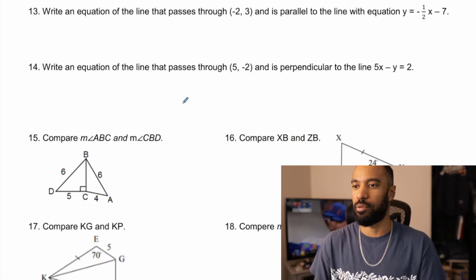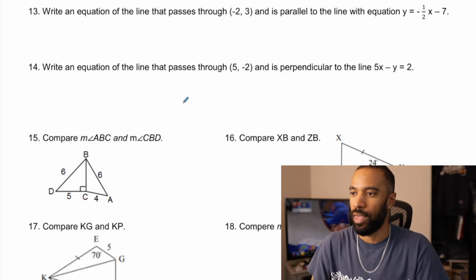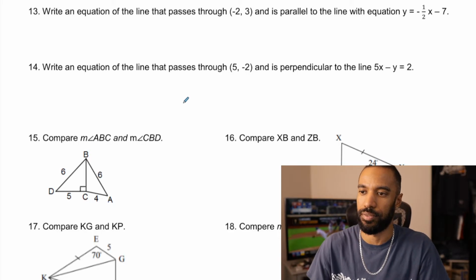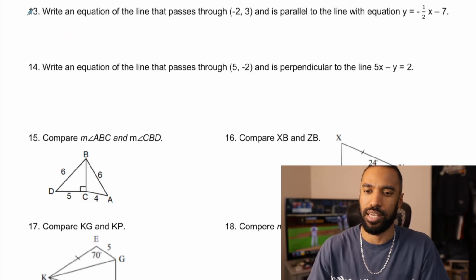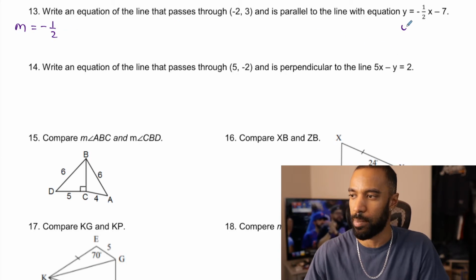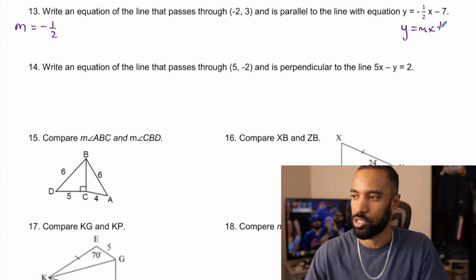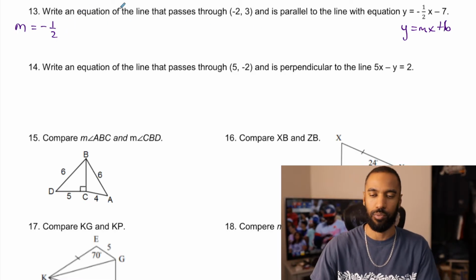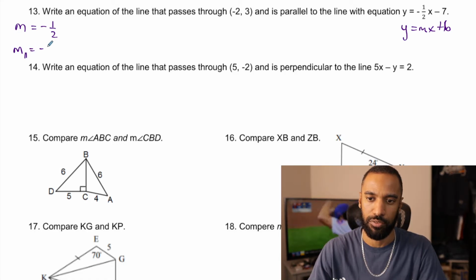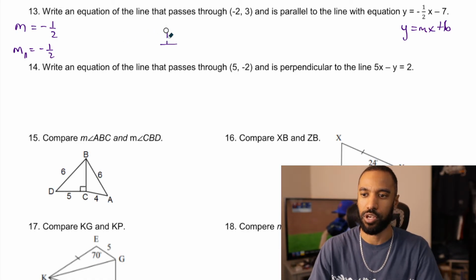Write an equation of the line that passes through negative 2, 3 and is parallel to the line with the equation y equals negative 1/2 x minus 7. So the idea is this. We do have the slope of that line, which is negative 1/2. This is y equals mx plus b form, by the way. M represents your slope. Your slope is negative 1/2, so the slope of the parallel line to this is also negative 1/2. That's me drawing my parallel symbol like that. I'll do a perpendicular symbol like that sometimes. The parallel line is also negative 1/2.